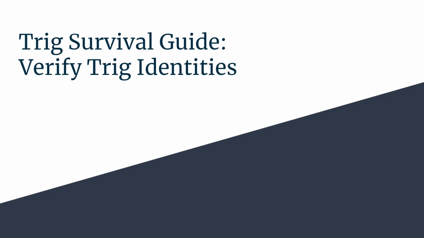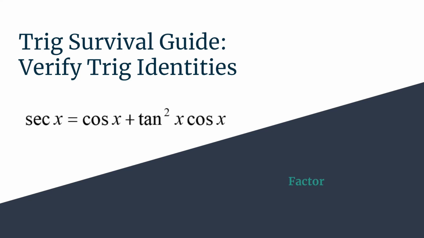In this trig survival guide, we're going to verify a trig identity. So we'll look at secant equals cosine plus tangent squared cosine. We'll use several different strategies to verify, but we'll focus on factoring as a key strategy. So let's take a look.